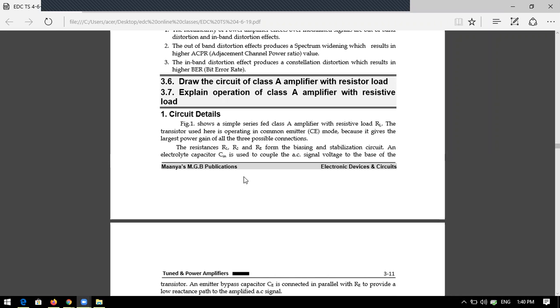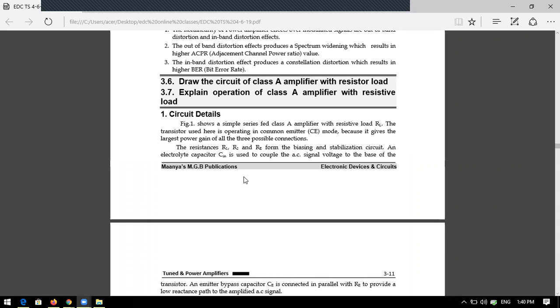The resistors R1, R2 and RE form the biasing and stabilization. Correct or not? We already discussed what biasing is, what stabilization is, what beta is. Everything you have learned, the stabilization factor, everything. So R1, R2 and RE provide the biasing and stabilization.